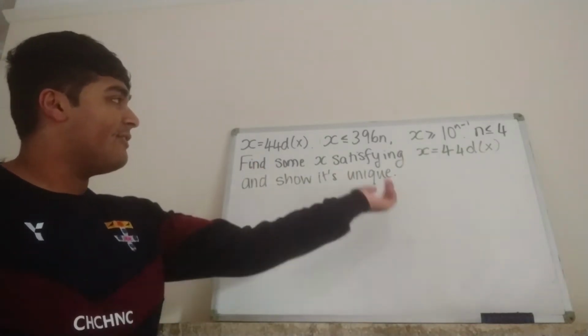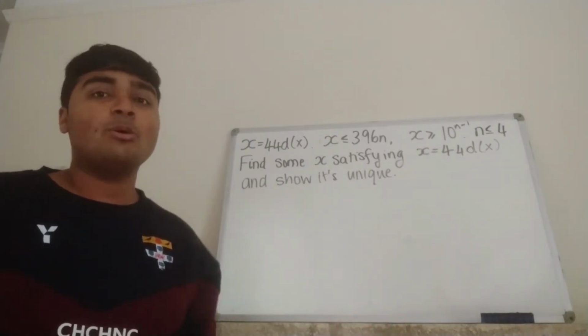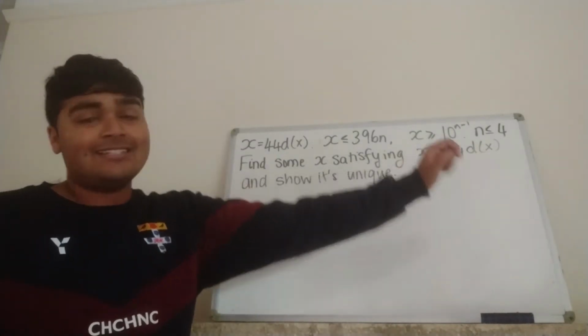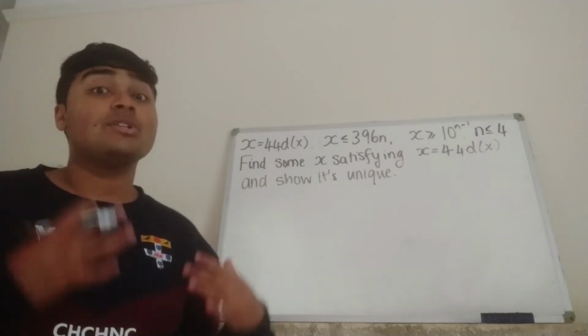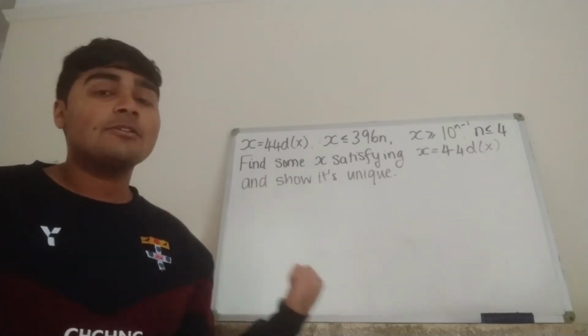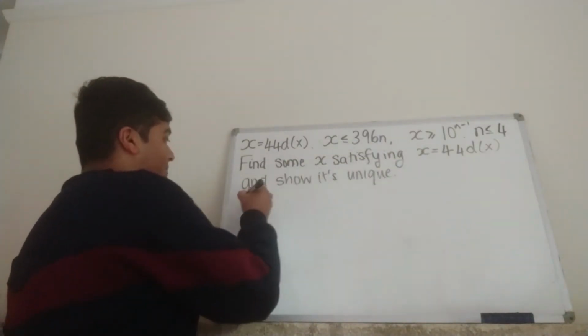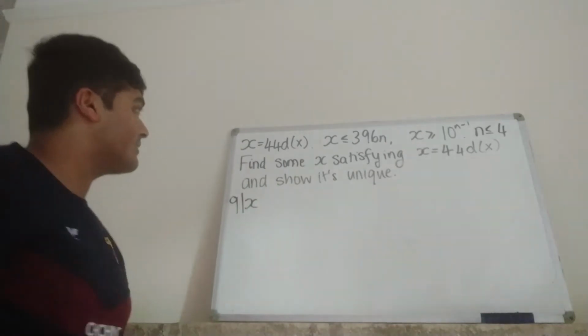Okay, so in the first part of part 2, we showed that x minus 44d of x is a multiple of 9 if and only if x is a multiple of 9. So if we're saying that x equals 44d of x, then that just means that x minus 44d of x is 0, which is certainly a multiple of 9. So that tells us that x must be a multiple of 9 in this case. So for this to be true, we must have that x is a multiple of 9. We can write that as 9 divides x, like so.